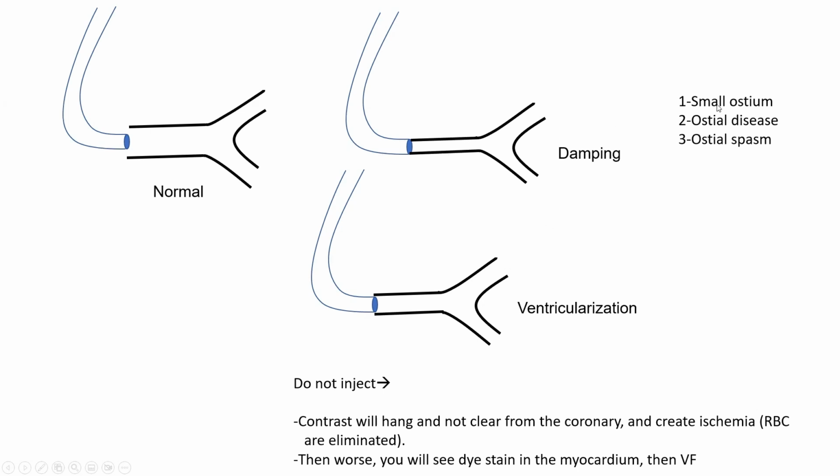And it implies you have a small ostium or ostial disease or ostial spasm. We see that, for example, even if you don't have disease, if you engage a normal conus, which is a small branch, if your catheter goes into the conus branch and you inject, you'll have the same issue. You will have damping and ventricularization, and you can progress through myocardial stain of the RVOT that the conus supplies, then VFib. But the idea is whatever it is, it could be the true right or the conus. Whenever you see this, it's a small ostium, ostial disease, or ostial spasm.